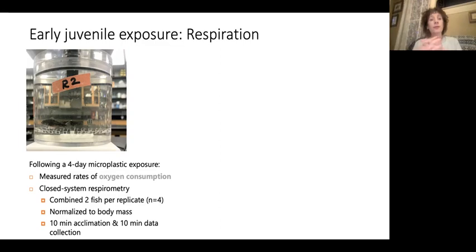And then we did a respirometry measurement. We used this enclosed chamber to measure rates of oxygen consumption. This is a closed system respirometer, 2 fish per replicate, normalized to body mass, with all the standard adjustments that are done in respiration experiments.